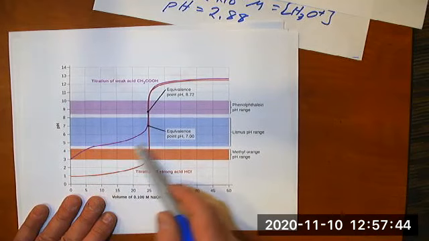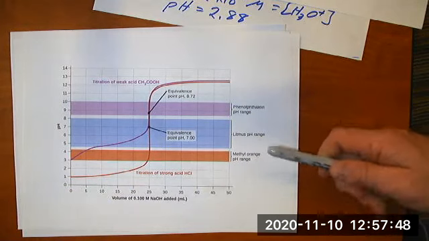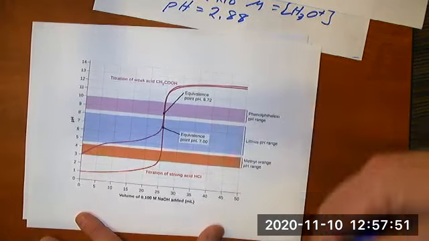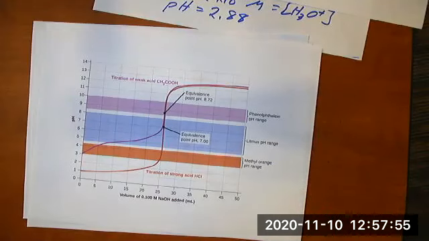So picking the indicator that you use is very important in order to do one of these rapid titrations that you can do this way.